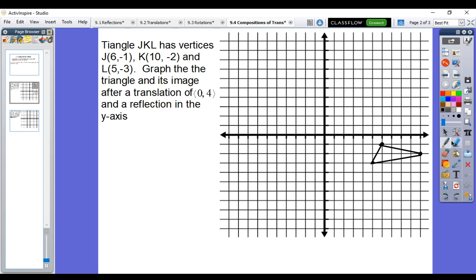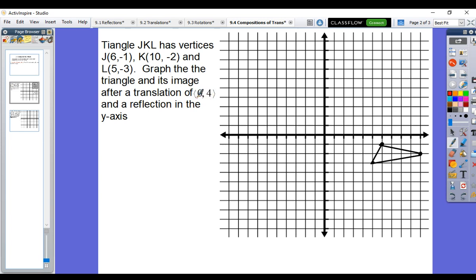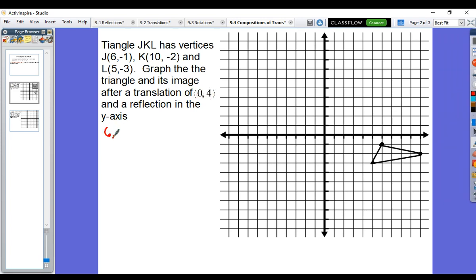So we're going to show each step one by one. I'm going to do the first one in red. So we're doing a translation of 0, 4. So we're going to take our 6, -1, 10, -2, and 5, -3, and do a translation, giving us, and it's 0, 4, so 0 to 6, and then 4 to -1, we get 6, 3, 10, -2 plus 4 is 2, and then 5, -3 plus 4 is 1. So this is our first one.